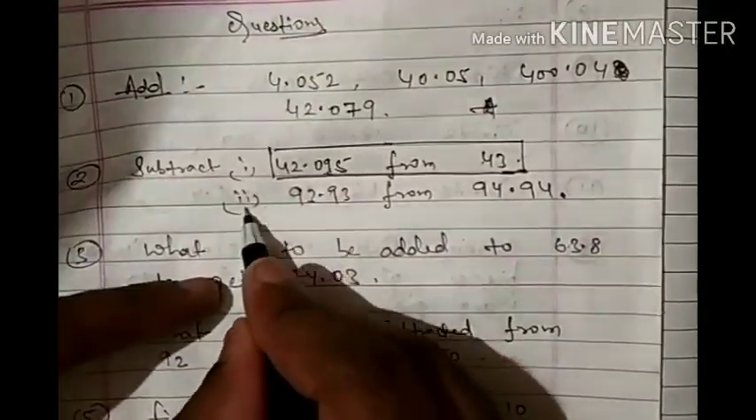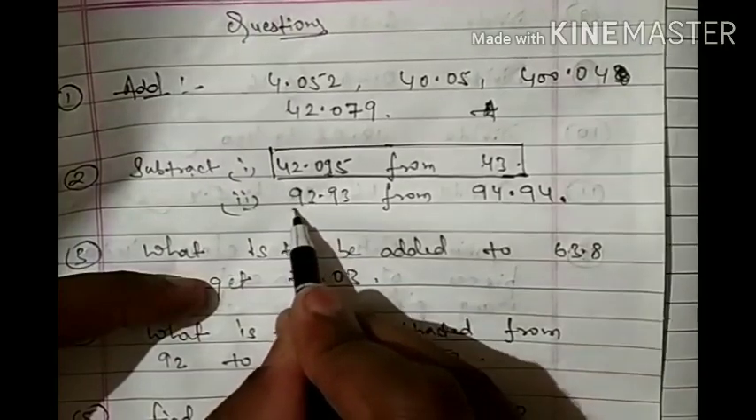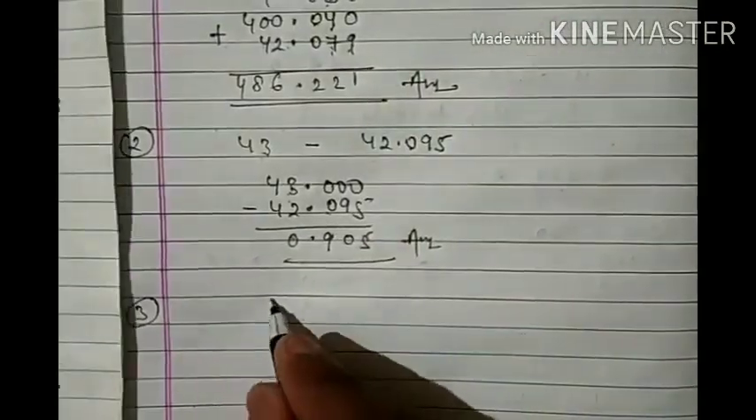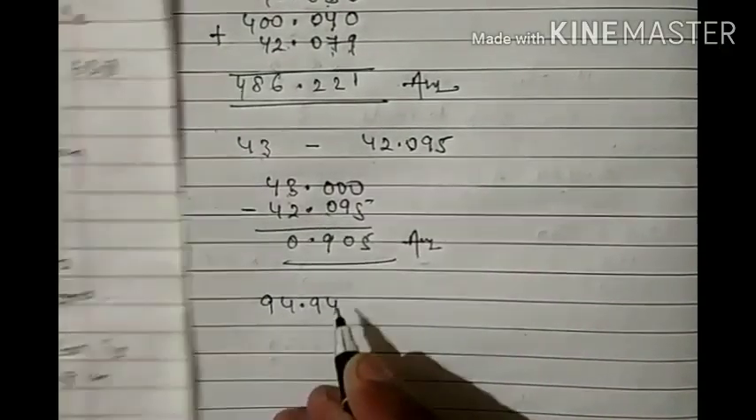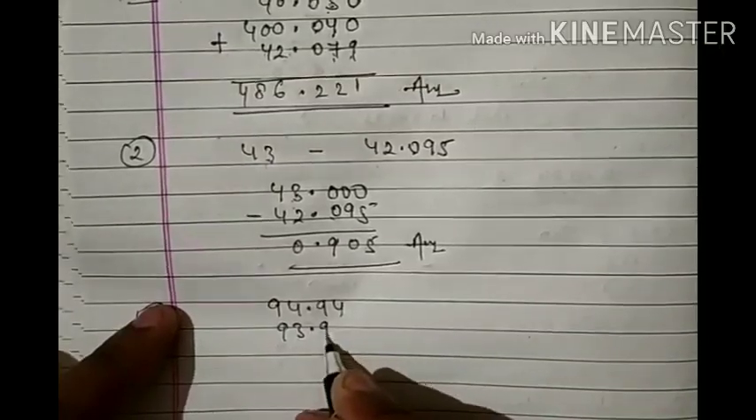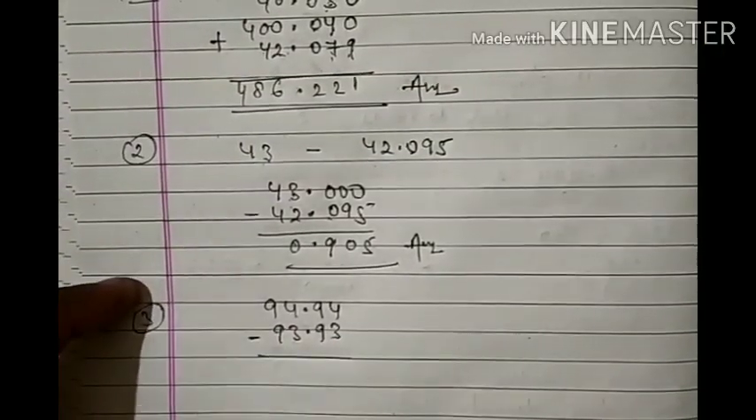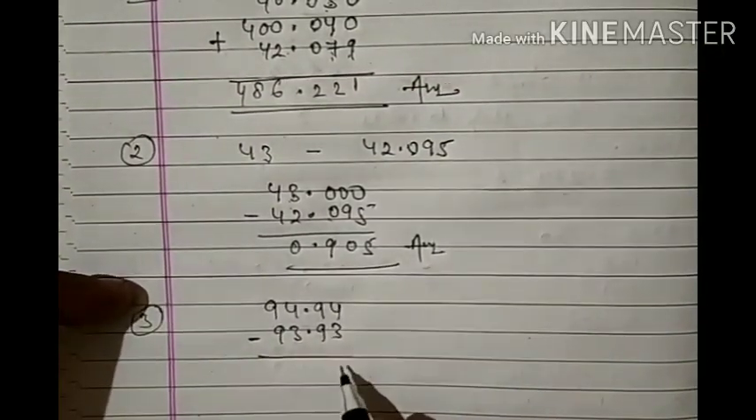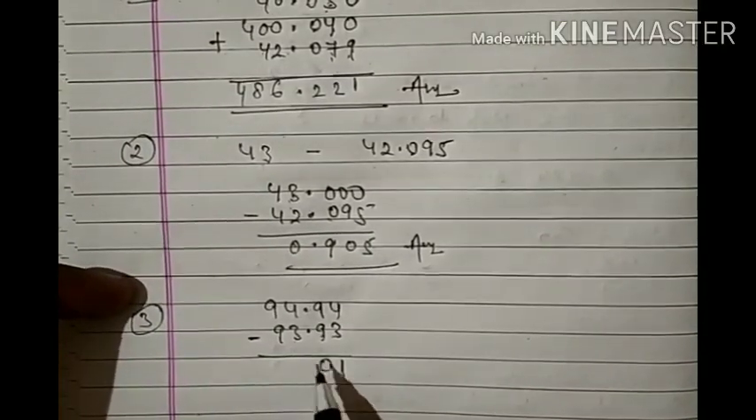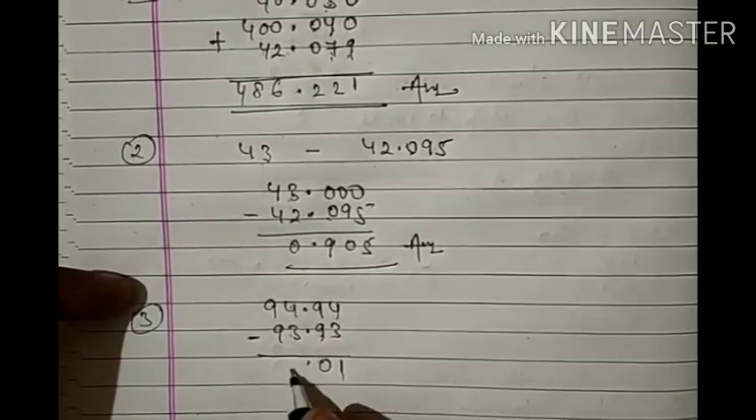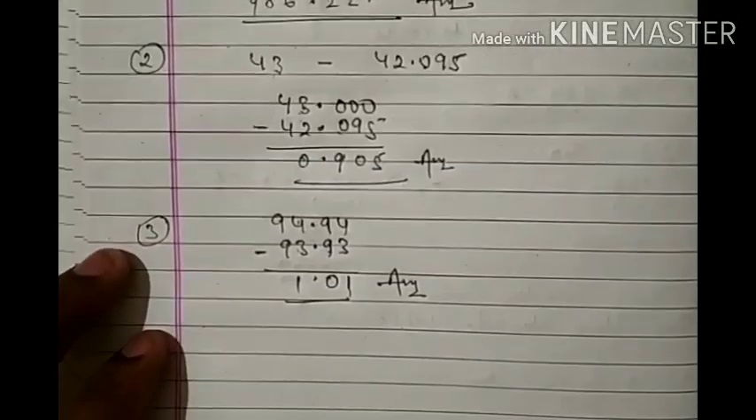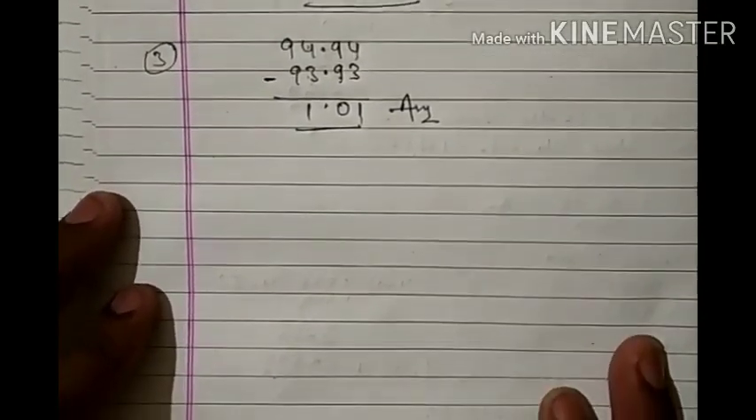That is the second question of subtraction. Subtract 93.93 from 94.94. There is the question. 94.94, we will subtract 93.93. We will write subtraction over here. 4 minus 3, 1. 9 minus 9, 0. And 94 minus 93 will be equal to 1. So 1.01 is our answer. I hope it is clear to everyone.